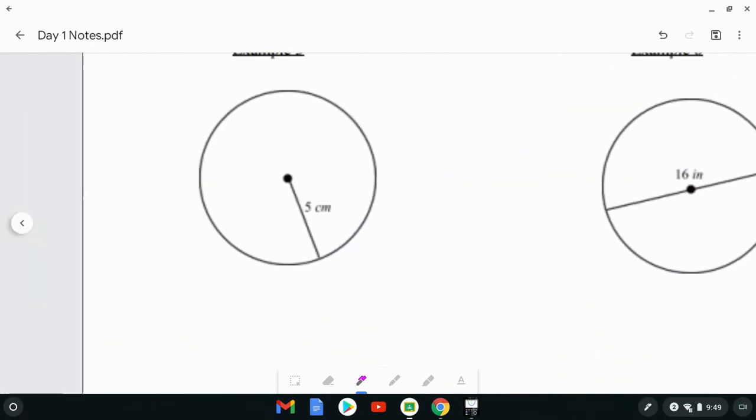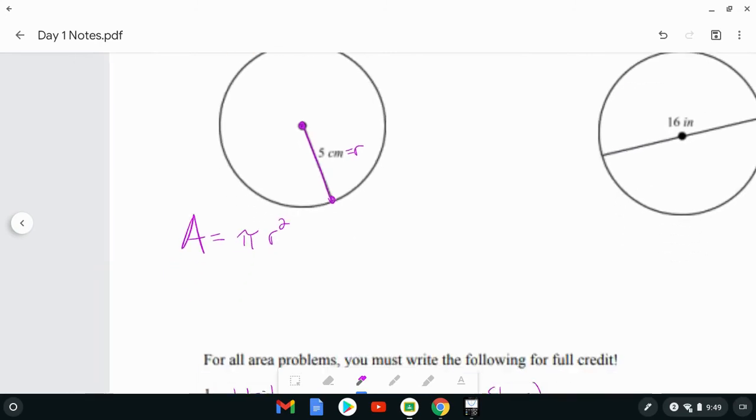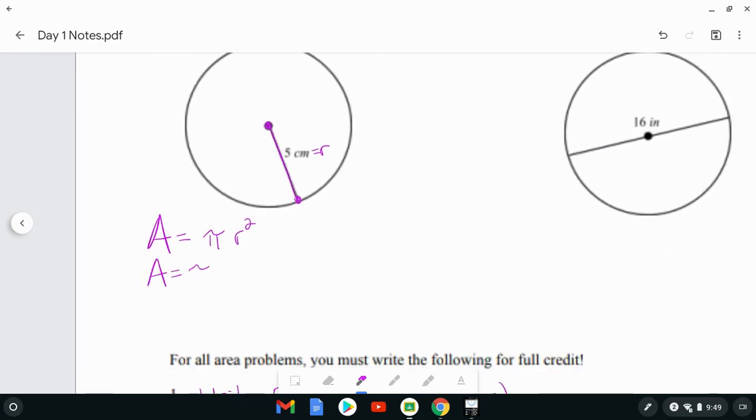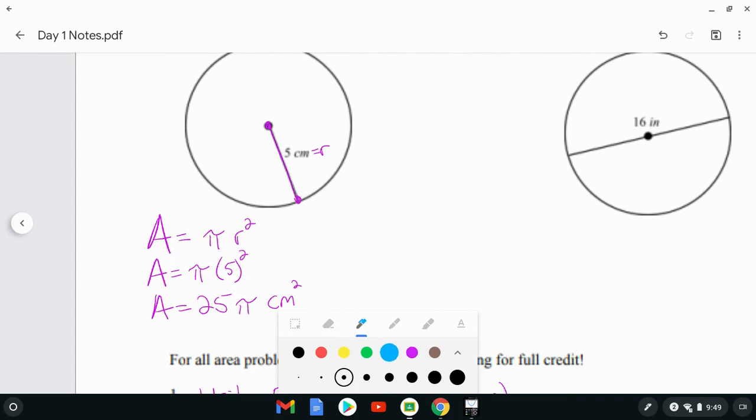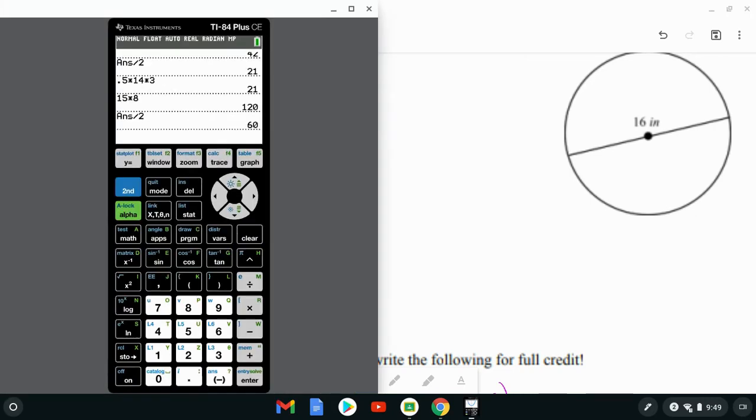For example 5, they give us the radius because, again, distance from the center to the edge. So this is R. Go ahead and use our formula. Area equals pi r squared. Plug in what we know. Pi times 5 squared. 5 squared is going to be 25. So the area of this circle is 25 pi centimeters squared. But we want to give this approximation because 25 pi, how much is that? We don't really know. So we're going to go ahead and plug this into our calculator.